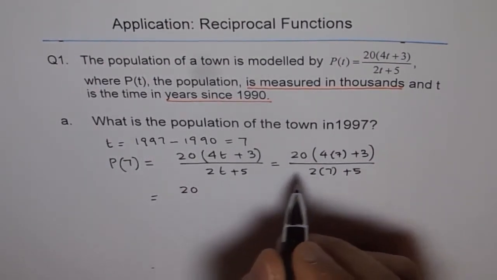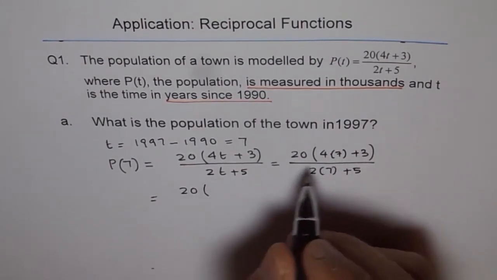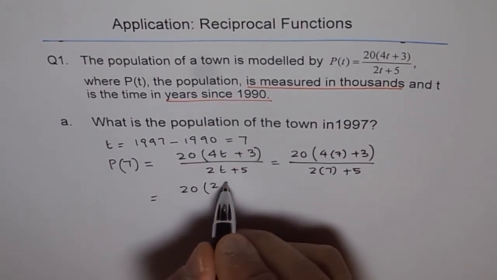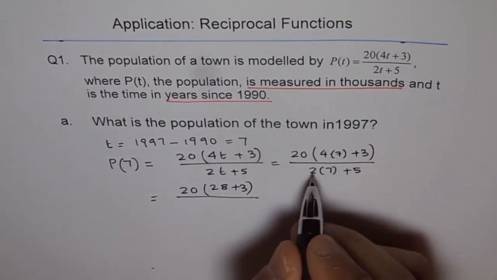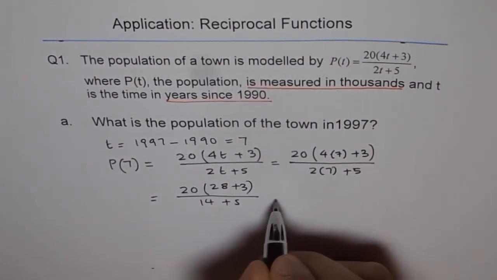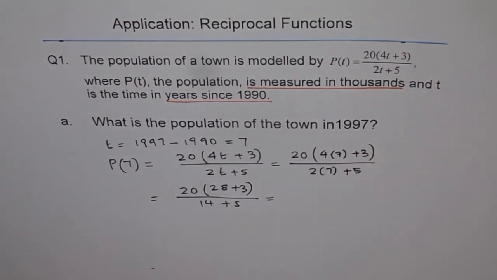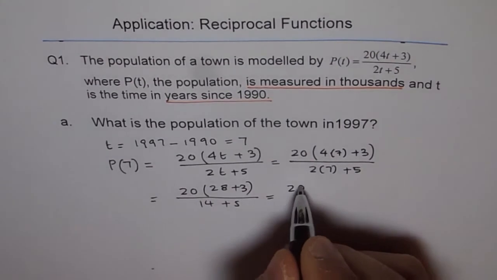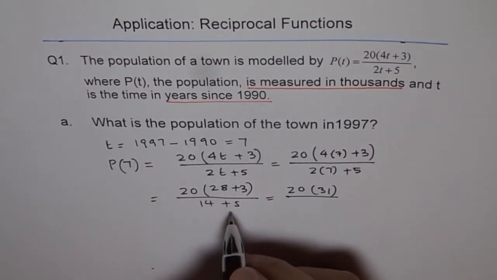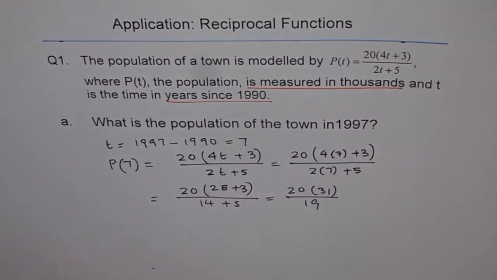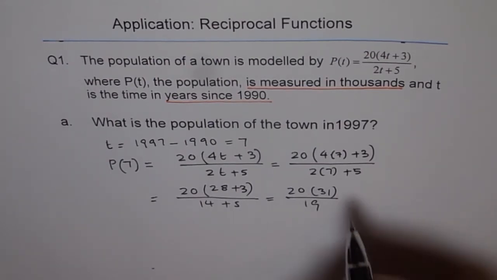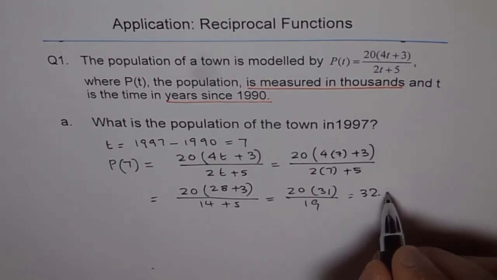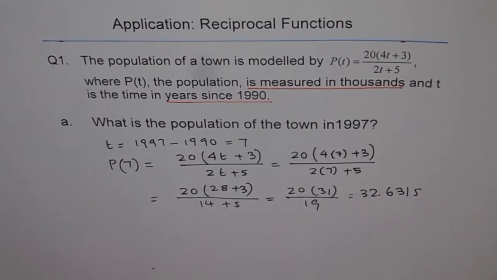So you can use your calculator and find the answer. 4 times 7 is 28, and 28 plus 3 divided by 2 times 7 is 14 plus 5, correct? It's a good idea to use a calculator. So 20 times 31 over 19, which is 20 divided by 19 times 31. So we get the answer as 32.6315, something like this.